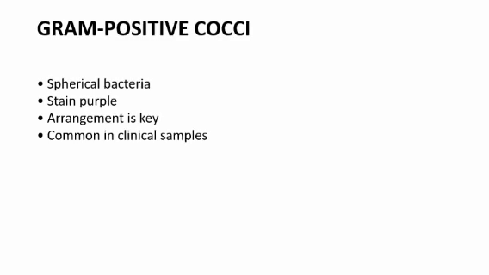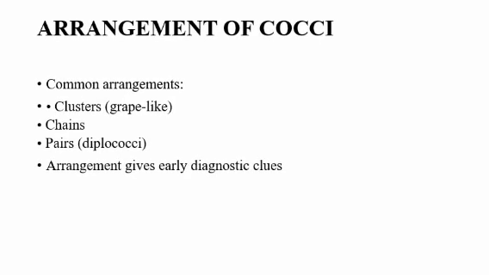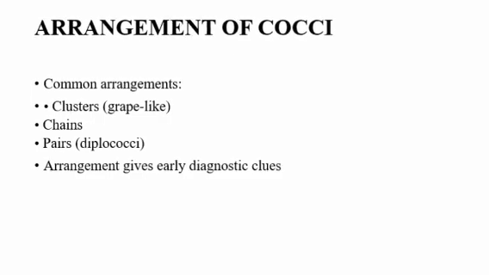So first, cocci, round bacteria. Now, here's the thing many students rush through. Arrangement. Don't rush it, because when cocci divide, how they stay together matters. If you see them piled up, kind of irregular like a bunch of grapes, your brain should softly go, Staphylococcus. But if they are lined up like beads on a string or in pairs, then now you're thinking Streptococcus or Enterococcus. You haven't done any tests yet, but you are already narrowing things down.